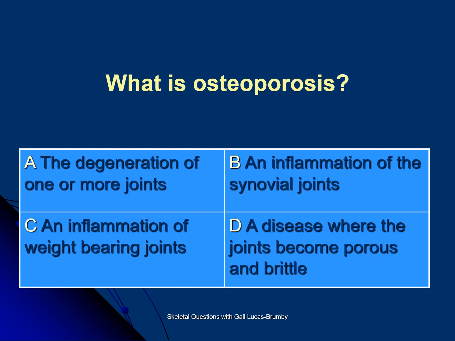What is osteoporosis? Is it A, the degeneration of one or more joints? Is it B, an inflammation of the synovial joints? Is it C, an inflammation of weight-bearing joints? Or is it D, a disease where the joints become porous and brittle? And the answer is D. It's a disease where the joints become porous and brittle.